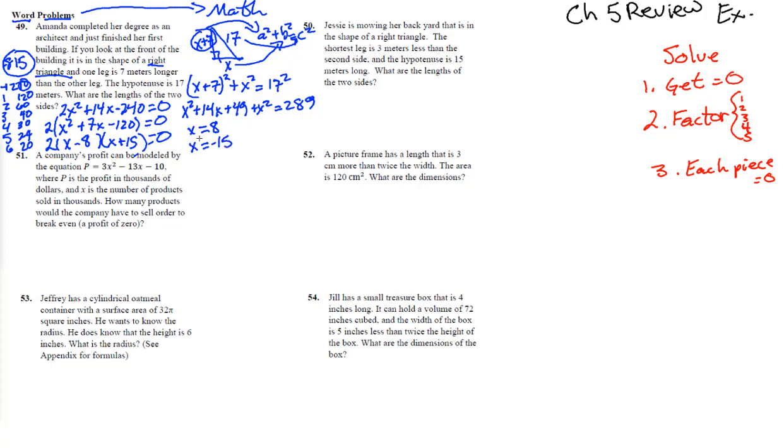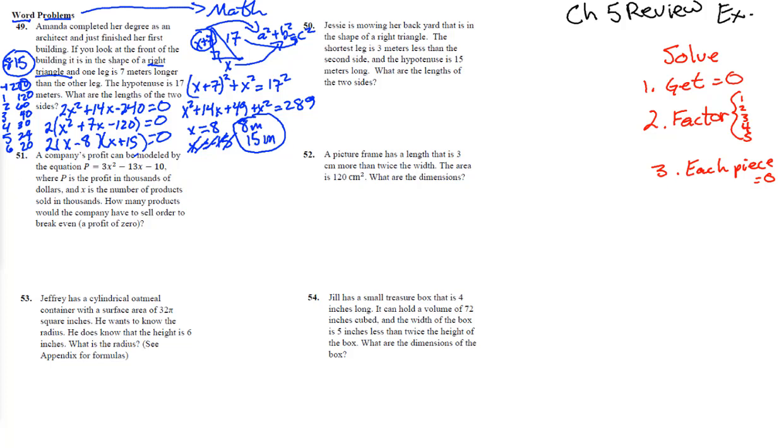Can we all agree that negative 15 is a bad length for a side of a triangle? So this guy, because we are dealing with an actual physical shape, that guy goes away, and our x equals 8. So that means one side of the triangle is 8 meters, and then the other side is x plus 7, which is 15 meters. We need to note that this 8 and this 15, the 15 meters in particular, is not because of this negative 15 here. It's because of that x plus 7 gives us that other one right here. All right, good. That's number 49.